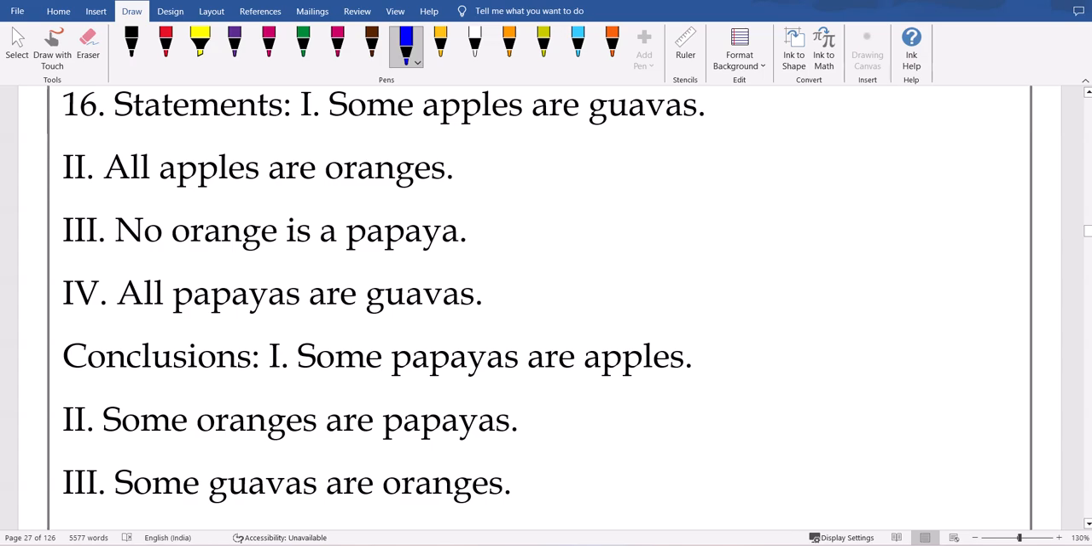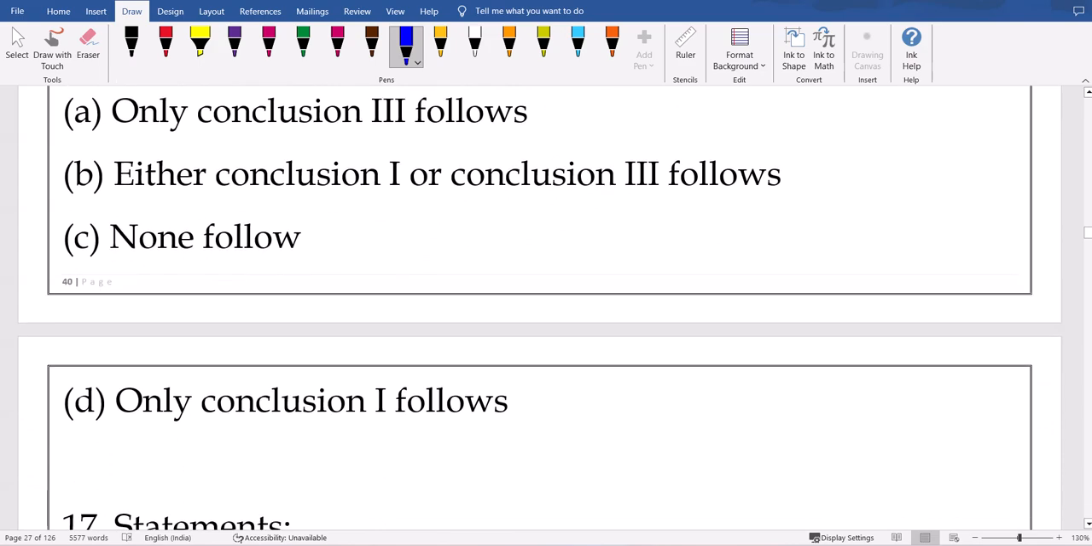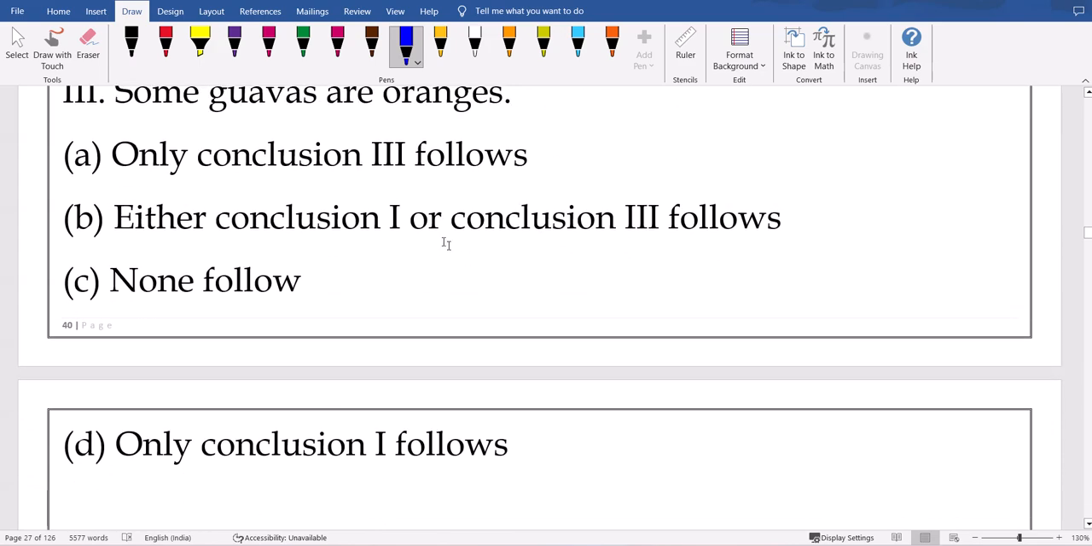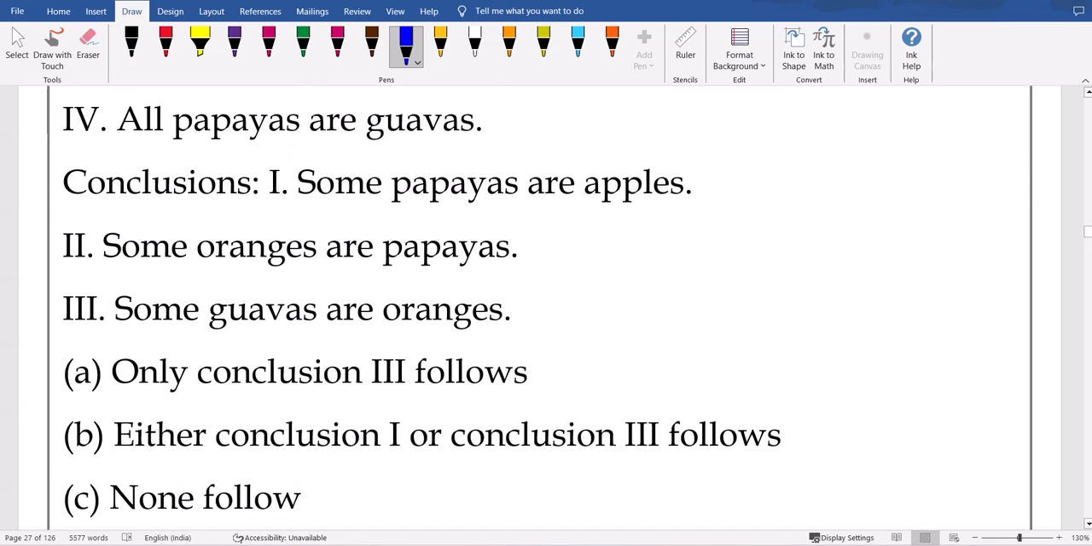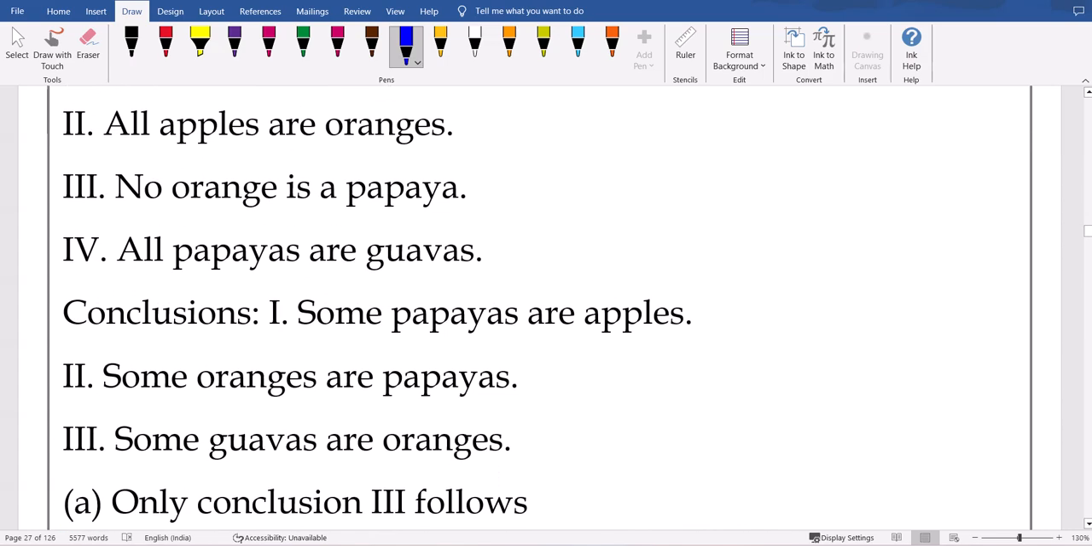Four statements, three conclusions, and there is an either-or option: either 1 or 3. Be careful. Guys, listen. I said long back, when there is either-or, I have to check whether it is a possibility or not. The first conclusion is about papaya and apple. The third conclusion is about guava and orange. Different subjects. Either-or is generally not possible unless one is positive and one is negative. There is no negative thing, so either-or is not possible in this question actually. But work on the question.